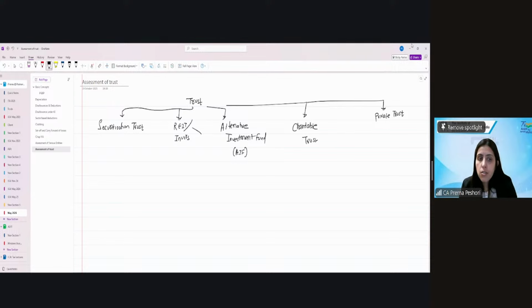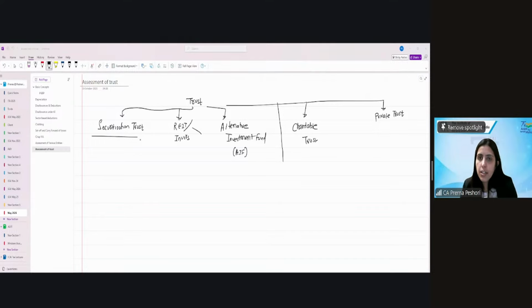Okay, so first we are going to talk about these three trusts, which is the securitization, REIT, InVIT, and the AIF. We will try to cover till this point today. In the next two classes that we will have, we will be focusing on the charitable trust and then finally the private trust. Okay. So let us first talk about the securitization trust.